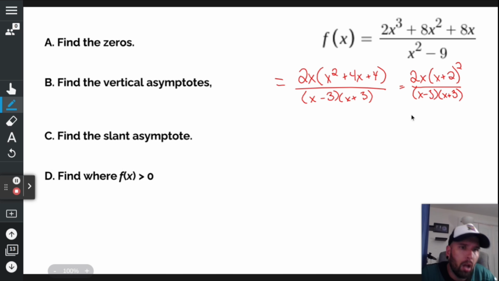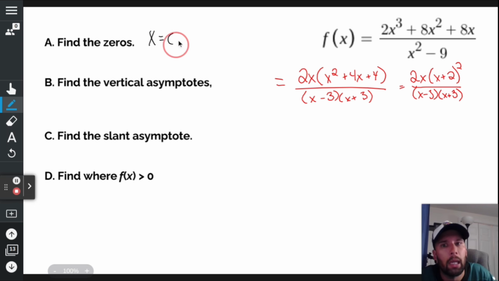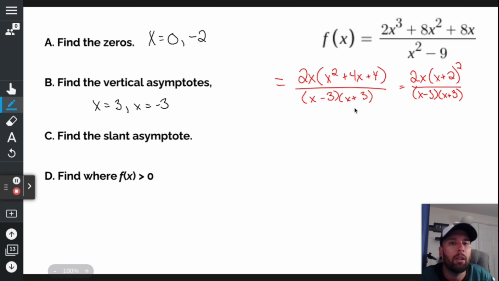So nothing fancy happens. No holes, so I don't have to worry about that like I saw in a previous problem. Find the zeros. Well, the zeros exist whenever the numerator is set equal to 0. So what happens when 2x is equal to 0? Divide by 2, you get 0. x plus 2 is equal to 0. Subtract 2, you get negative 2. Find the vertical asymptotes. That exists whenever the bottom is set equal to 0. So vertical asymptotes are the equation x equals 3 and the equation x equals negative 3, because they're the opposite of that. Find the slant asymptote.